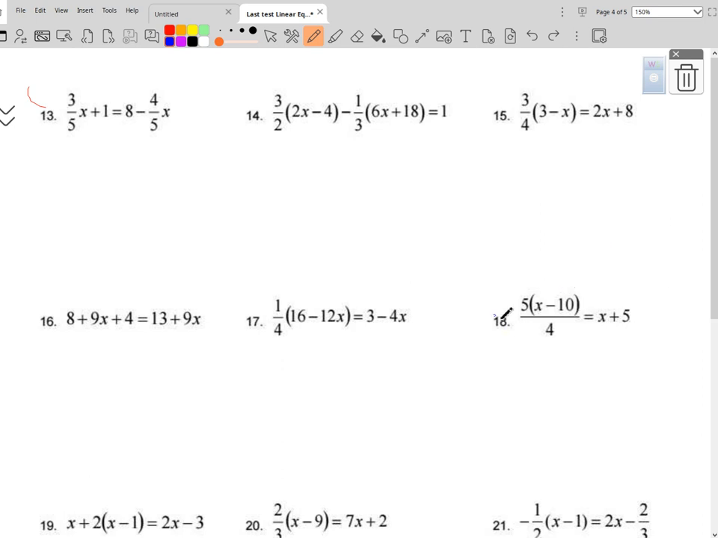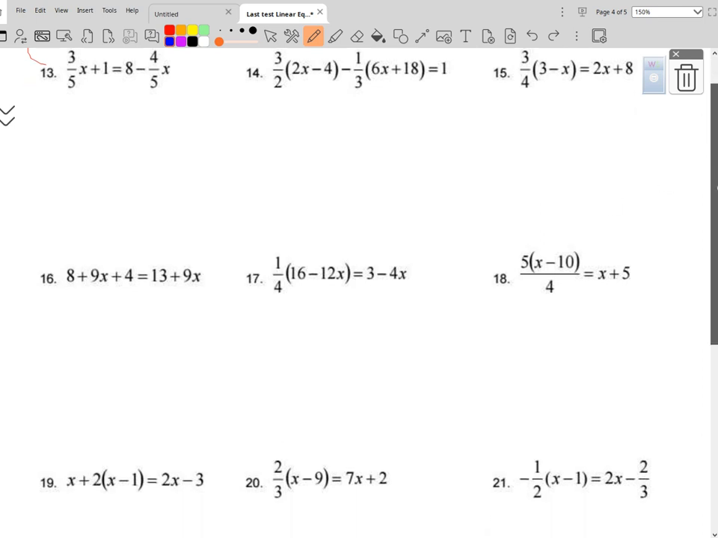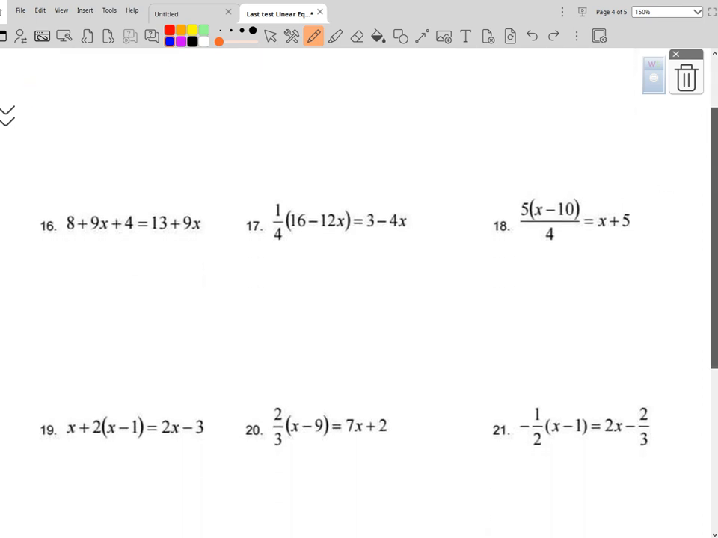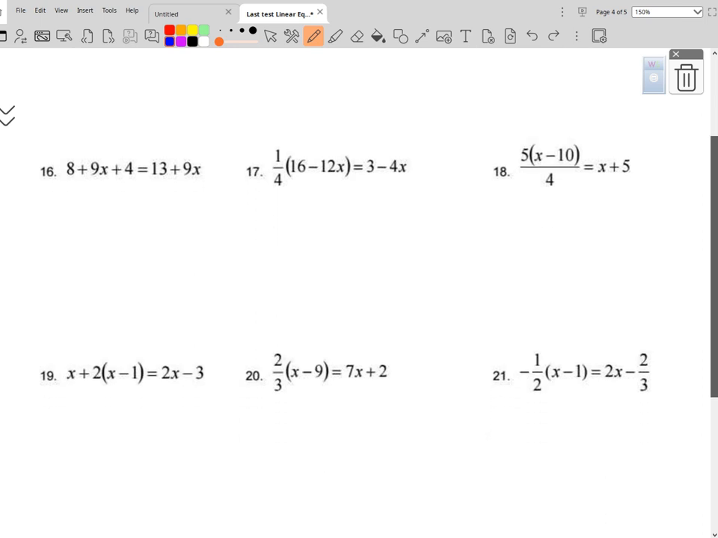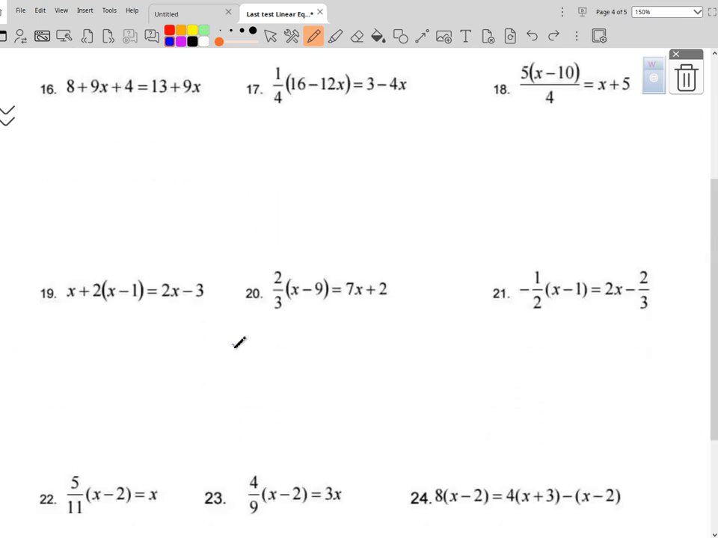How about odd ones again? Yes, let's do 19. So, we have some if necessaries, right? One of our if necessaries is if there are variables on both sides, we need to get them on the same side. But here's the thing. There are variables on both sides of this equation, but if we need to distribute, we need to do that first. Before we start getting variables on the same side, we always do all the other stuff first. So we're going to distribute and then combine like terms before we start getting variables on the same side.